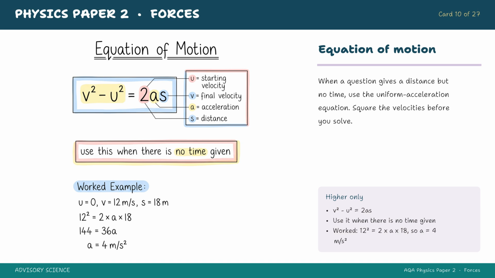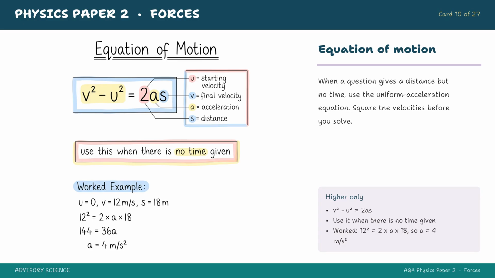In the exam, start by writing down u, v, a, and s, then identify the one that you're trying to find. If the missing quantity is time, this is often the equation you should think about using. Finally, remember to square the velocities before you begin solving the equation.